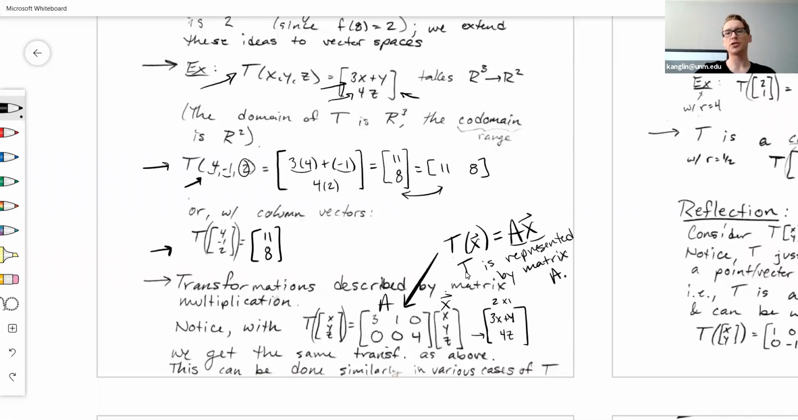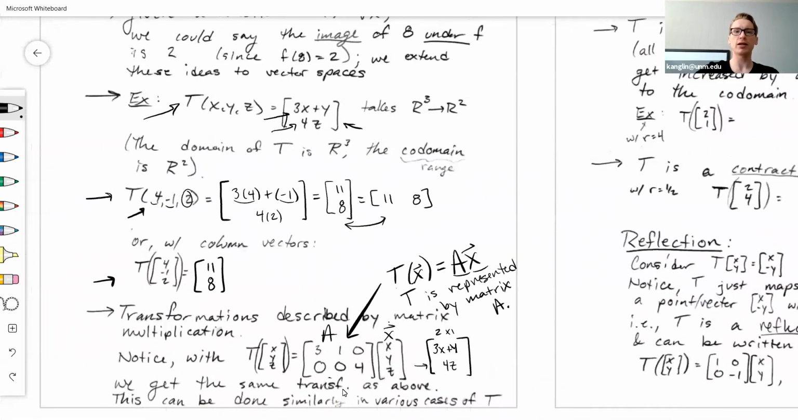Everything about that transformation is tied up in that matrix. All the information about that transformation is tied up in that matrix A. That matrix represents the transformation. I want to reiterate, you cannot always do this. There are certainly transformations that cannot be expressed as matrix multiplication. We're just saying when it can be, then that matrix is said to represent the transformation T.